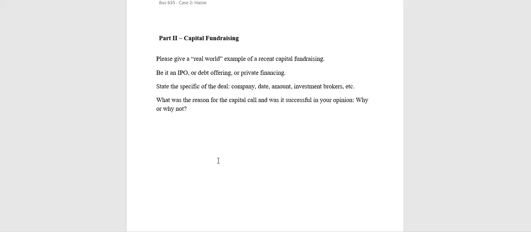I'd like you to find one example of a real world capital format. For example, just off the top of my head, Facebook going public, IPO, getting capital by issuing an IPO. Just recently, a lot of companies have been issuing capital, getting IPOs, borrowing money. I'd like you to pick one and use that as your presentation of capital fundraising.